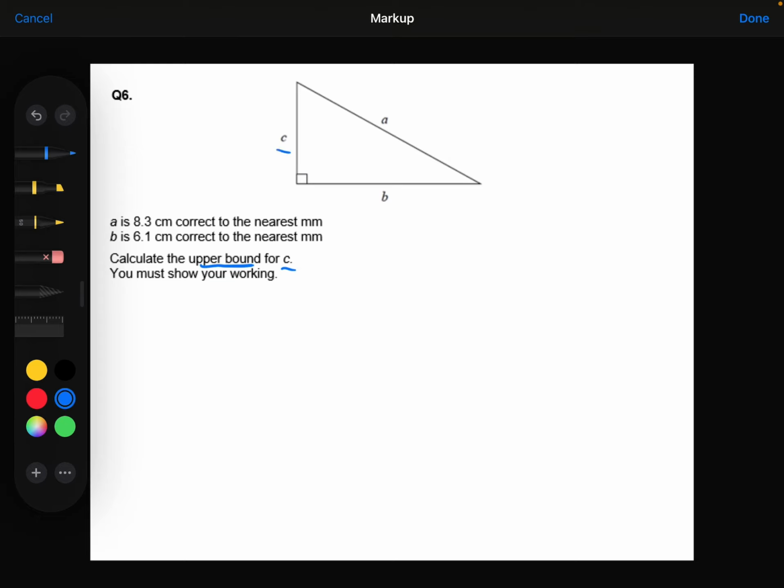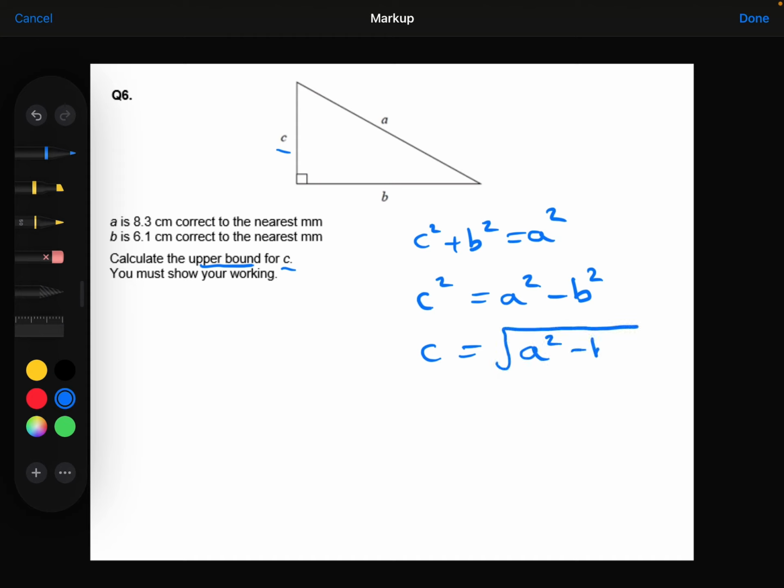So first, let's remind ourselves how we would work out C using Pythagoras' theorem. We know that C squared plus B squared would be equal to A squared, the hypotenuse. So therefore C squared would be equal to A squared minus B squared. And so C would be equal to the square root of A squared minus B squared.